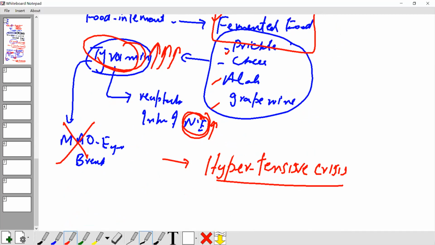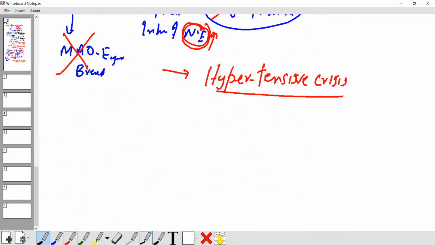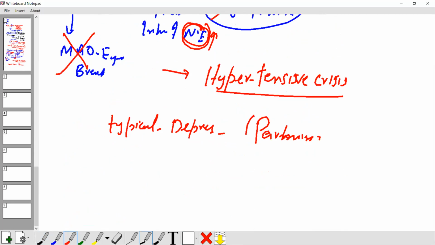What are the uses of these monoamine oxidase inhibitors? Here we are using them for typical depression. We also use them for Parkinson disease. This you know already. For Parkinson disease, it is the monoamine oxidase B inhibitor, not A.